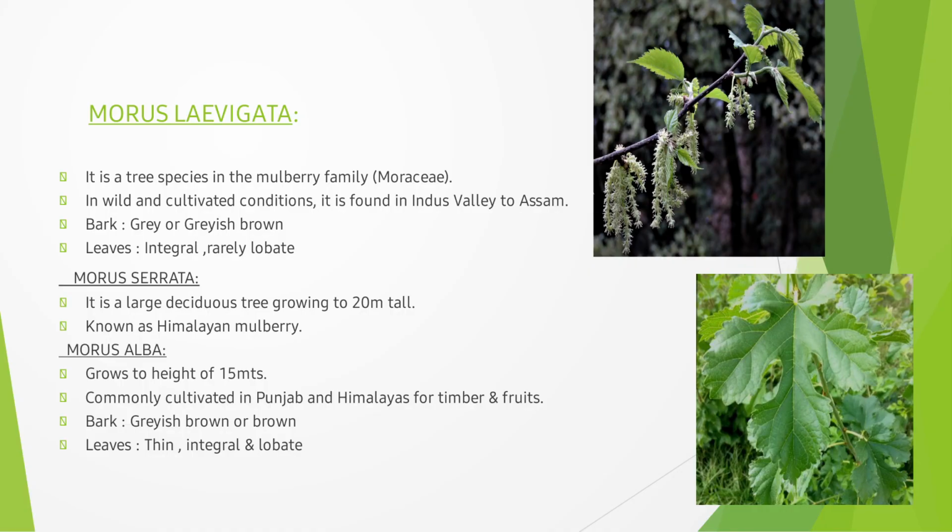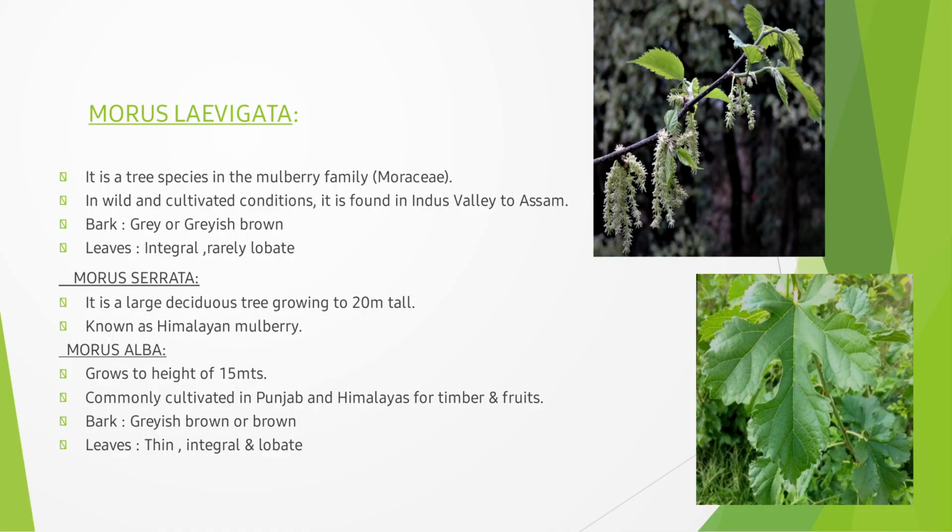The bark of the plant is grey or greyish brown, and the leaves are integral or rarely lobate. Morus serrata. The first picture is a typical photograph of Morus serrata plant. It is a large deciduous tree growing to 20 meters tall, and it is also known by the name Himalayan mulberry.